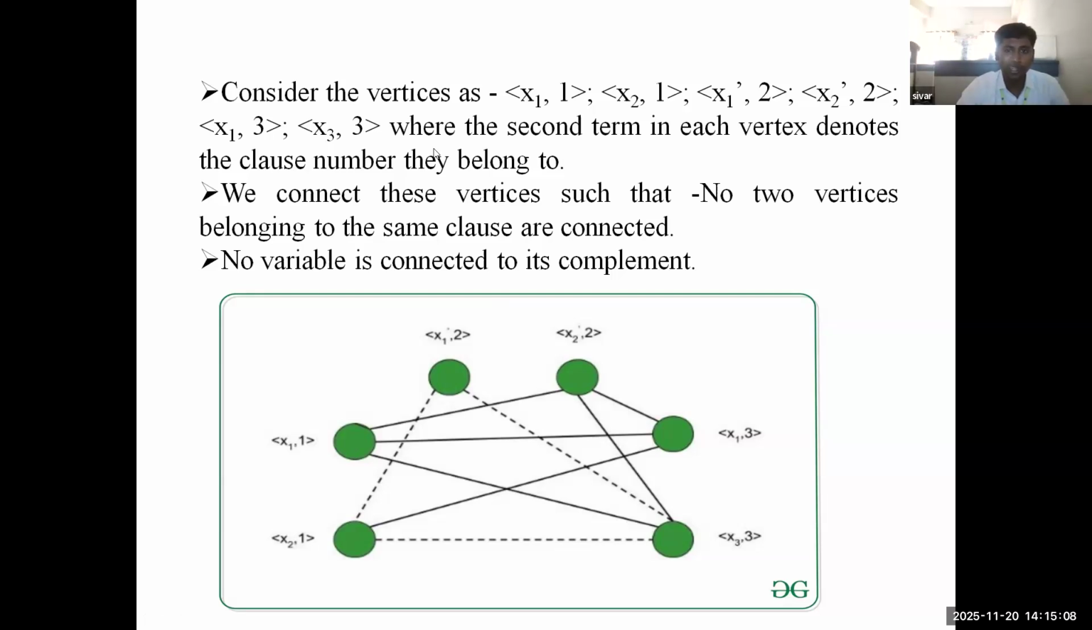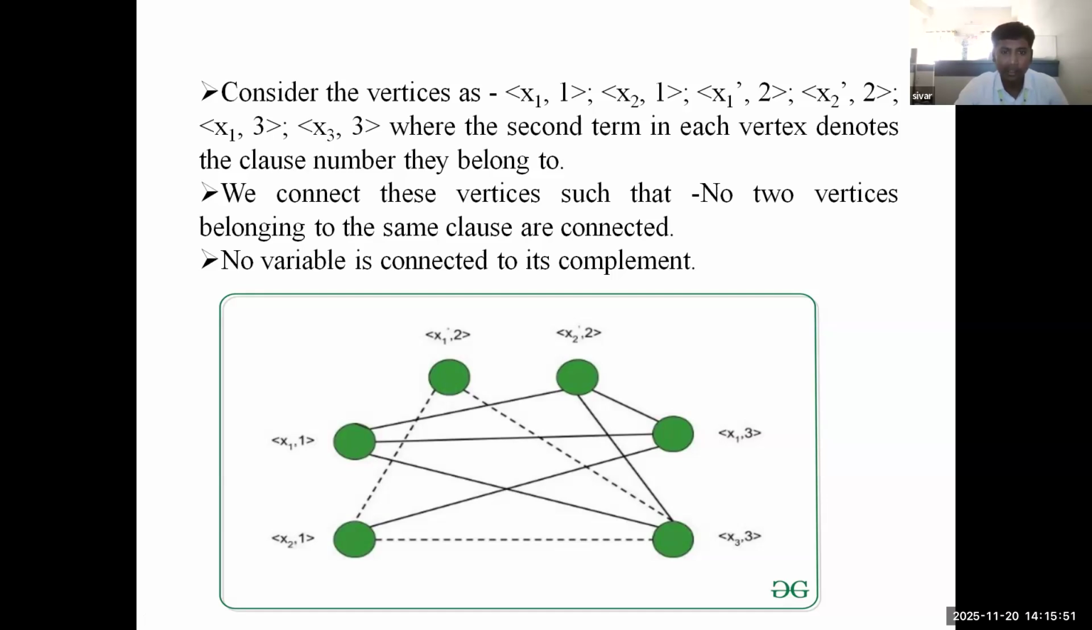Here, the question is how we connect these vertices. We connect them so that no two vertices belonging to the same class are connected, and no variable is connected to its complement. How to connect vertices with edges? Here the two conditions are there. First, no two vertices belonging to the same class are connected. The second condition is no variable is connected to its complement. What is a complement? x1, x1 bar, x2, x2 bar, x3, x3 bar. Like that, we are going to construct the graph.